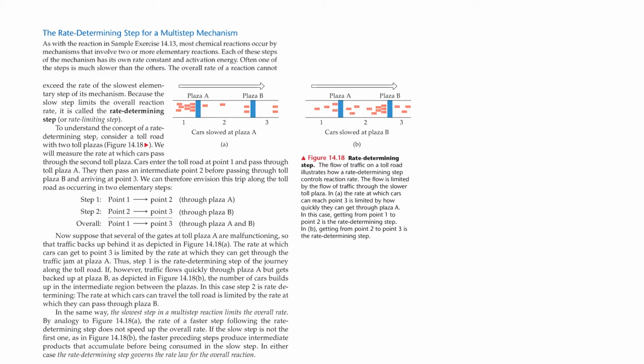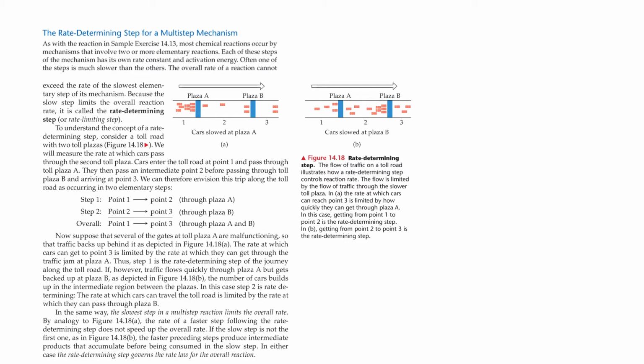If, however, traffic flows quickly through A but gets blocked up at plaza B, as depicted in 14.18B, the number of cars builds up in the intermediate region between the plazas. In this case, step 2 is the rate determining step. The rate at which the cars can travel the toll road is limited by the rate at which they can pass through plaza B.